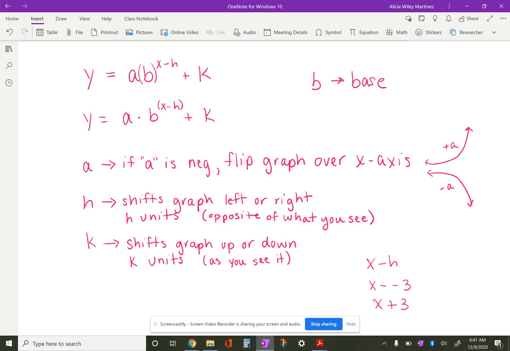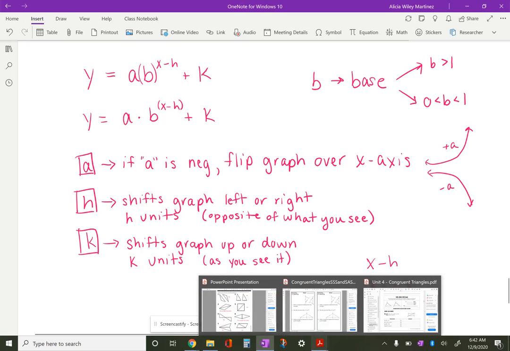Right, so it's not opposite like the other one. So we've talked about what a does to the graph, what h can do to the graph, and what k can do to the graph. All right, let's talk a little bit about our base. There are 2 different bases that can happen, and we'll talk more about this in 6.4. You can have a base that is a value bigger than 1, and you can have a base that is a value in between 0 and 1.